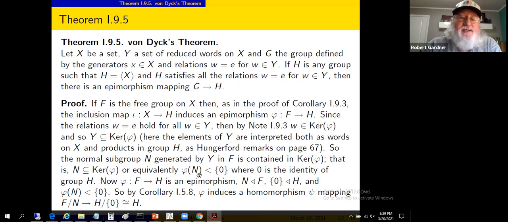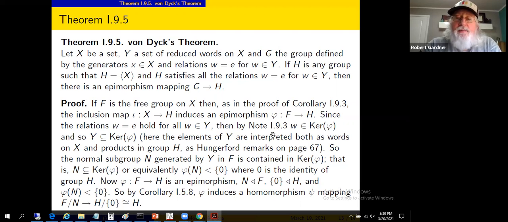Equivalently, if we apply phi to the set N, then we get a homomorphic image of a group as a group. We get phi of N as a subgroup of the trivial group in H. So phi maps F into H. Here we're using 0 to indicate the identity in the group H. So we have a subgroup of the trivial group. Of course, you know what that is. It's non-empty, so we've got the trivial group. It equals phi of N. Phi maps F to H as an epimorphism.